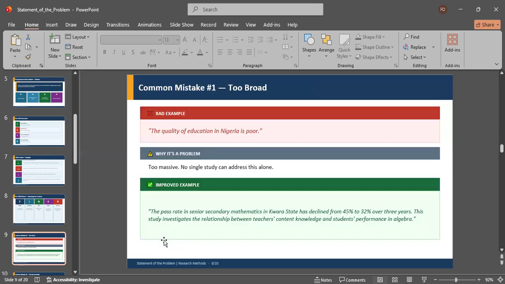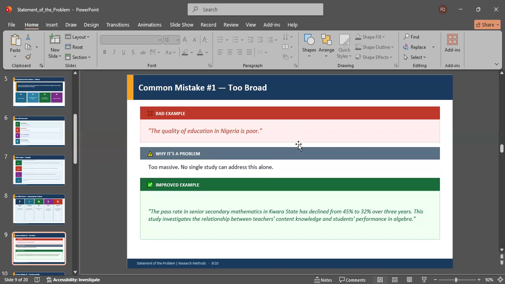This is number one. Common mistake one: too broad. Your statement should not be broad. It should focus on one singular thing. Let's use this example: the quality of education in Nigeria is poor. You know why it's broad? This is our first time interacting with something like this. So the example, this person is saying that the quality of education in Nigeria is poor.